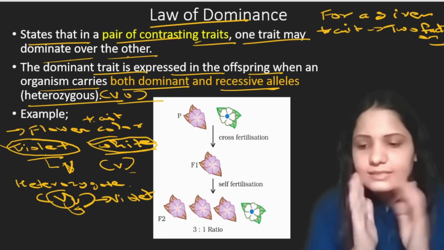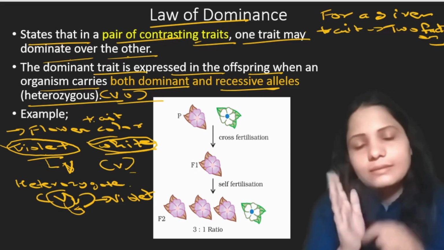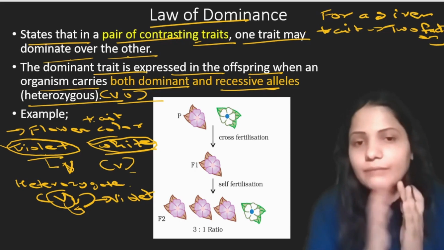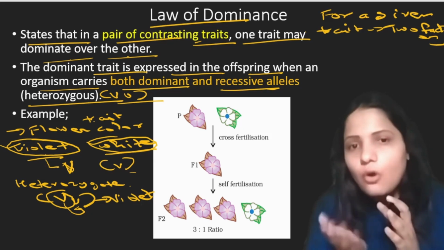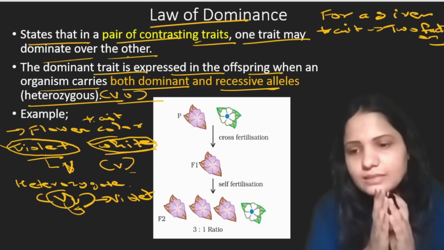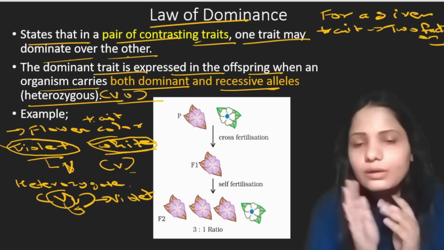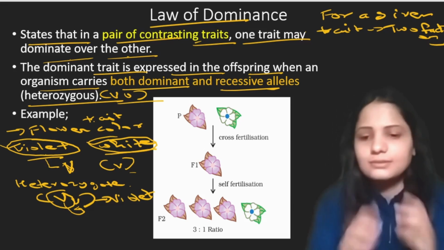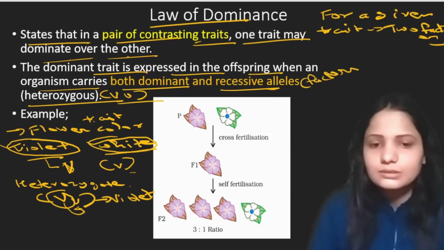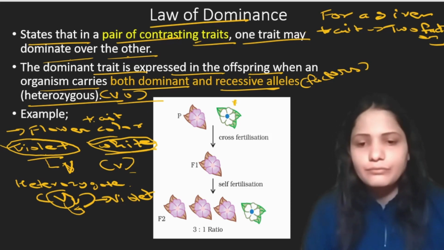As I have told you, in a plant if we have both the allele for violet color and the allele for white color, then what will be expressed? The violet one will be expressed because violet is dominant. So this is the law of dominance, that the dominant trait is expressed in the offspring when an organism carries both dominant and recessive alleles or factors. You can write down here factors. Okay, now this is the example, and this diagram you have to draw whenever you explain law of dominance.